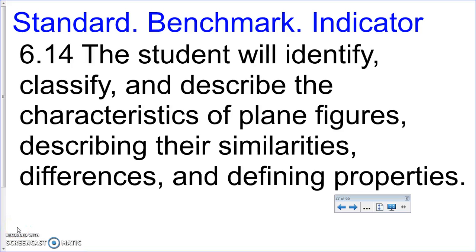Today we are learning about polygons. Please copy down the standard benchmark indicator on a clean page in your math notebook. The student will identify, classify, and describe the characteristics of plane figures, describing their similarities, differences, and defining properties.